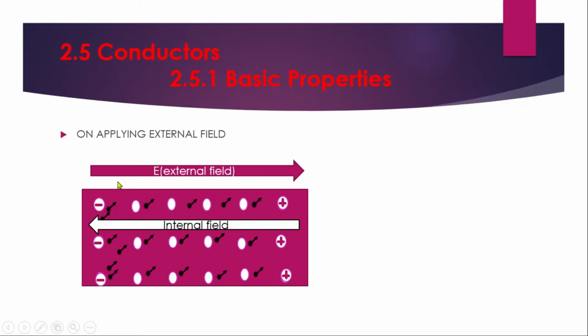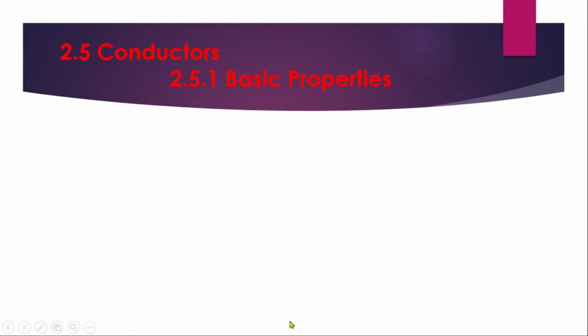If you apply the external electric field, then an equal amount of internal electric field is produced in the opposite direction. Therefore the net electric field inside the conductor always remains zero. Rho is equal to 0 inside a conductor. It means that there is no volume charge. Inside the conductor the charge density is 0.